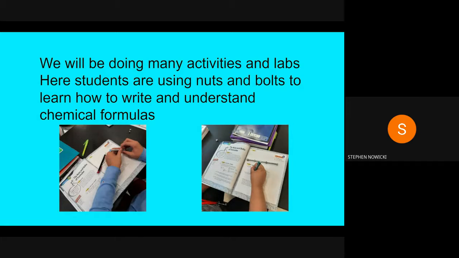And here's one of the activities that we already did. The students were using nuts and bolts to learn how to write and understand chemical formulas. So they would assign a bolt a chemical symbol, a nut a chemical symbol, and they had different nuts and different size bolts. And they would write a chemical formula representing those nuts and bolts, how they put them together. And then they would show the finished product, same way like they would do with the chemical formula. They would have the reactants, what they put together, they had the yield sign, and they would have the finished product.